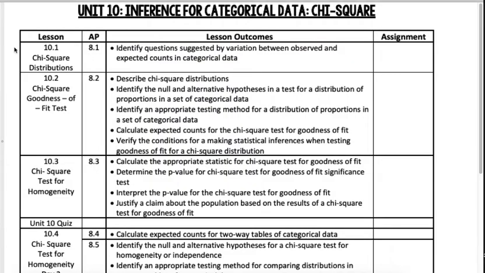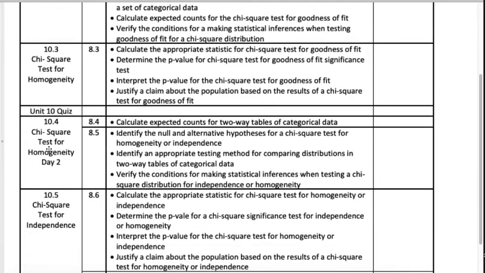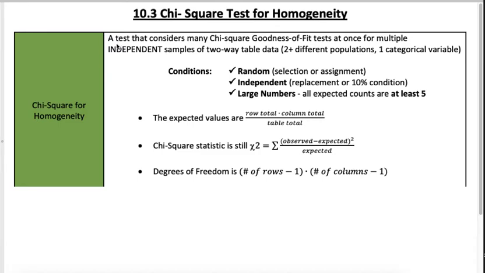All right, so we have done our chi-squared distributions, our goodness of fit test, and that's where we are now comparing and doing multiple proportions tests at one time. The chi-squared test for homogeneity, okay, we're going to spend 2 days on, and then I'll show you the chi-squared test for independence, which is very much related to the homogeneity test. So as we continue in this unit, we are still doing a test that considers now many chi-squared goodness of fit tests at once for multiple independent samples of two-way table data.